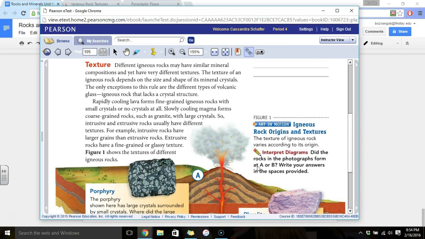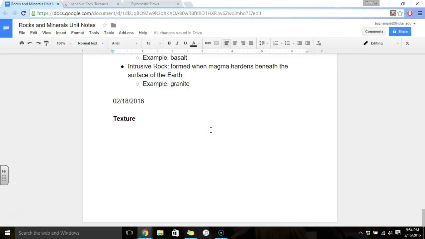Alright, so we're going to do your notes a little bit different than we normally do for texture. Instead of talking about slowly cooling rocks and rapidly cooling lava and whatnot, we're going to talk about coarse-grained and fine-grained. So, coarse-grained texture.